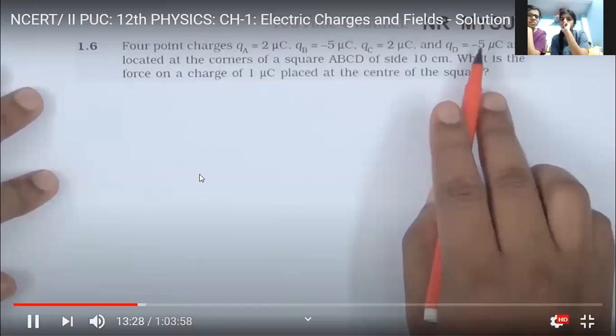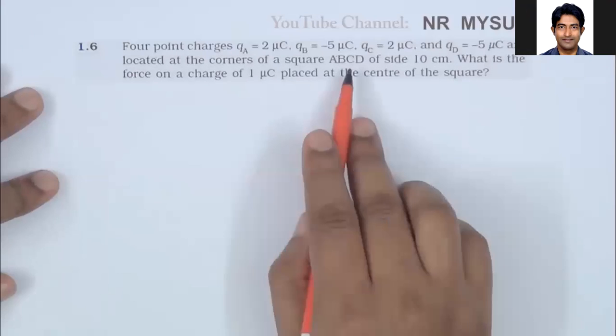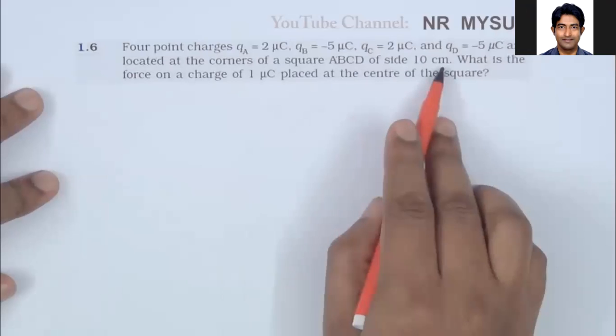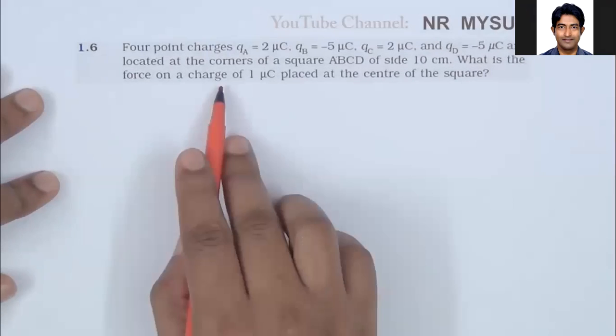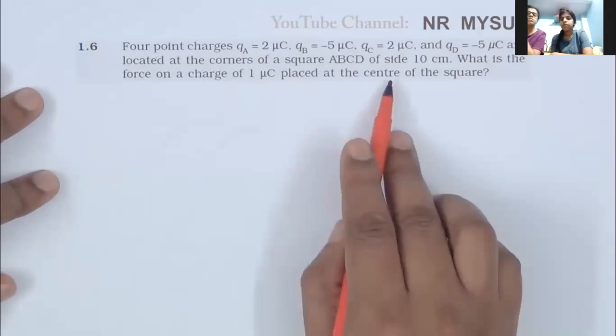Charges of 2 microcoulomb, -5 microcoulomb, and others are located at the corners of a square ABCD of side 10 centimeter. What is the force on a charge of 1 microcoulomb placed at the center of the square?